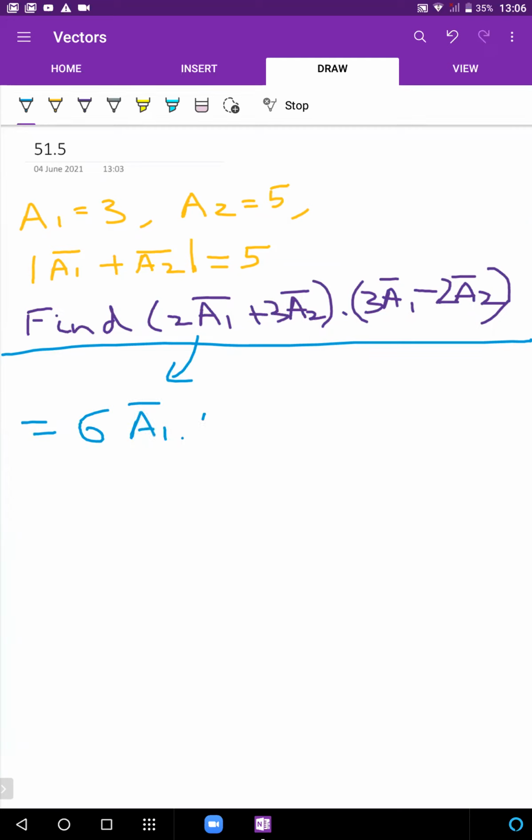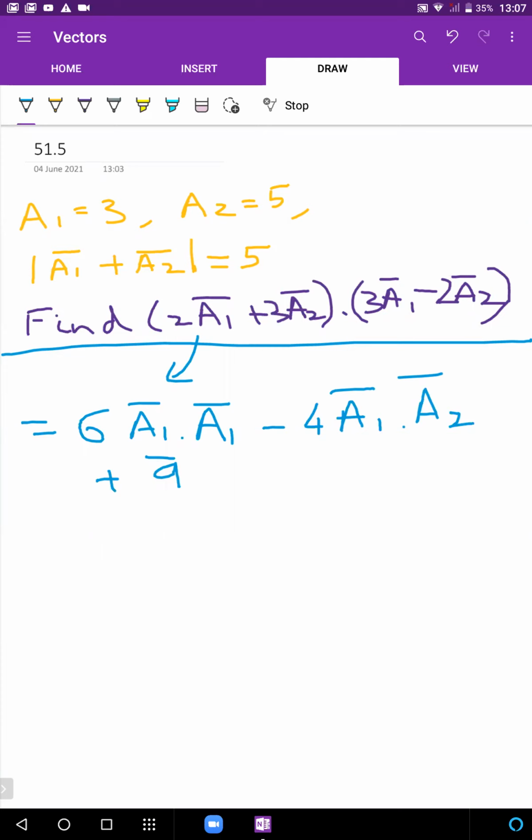A1 bar dot A1 bar, and we know what A1 bar dot A1 bar is, right? A1 bar dot A1 bar is going to be A1 ka magnitude ka square. We have done that, right? So A1 bar dot A1 bar is going to be A1 ka magnitude ka square. Okay, fair enough. The next term is this into this, which is minus 4 A1 dot A2. Okay. The next term is this into this, which is 9 A1 dot A2.